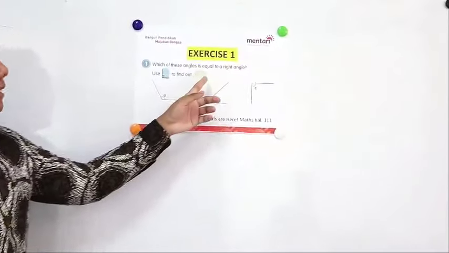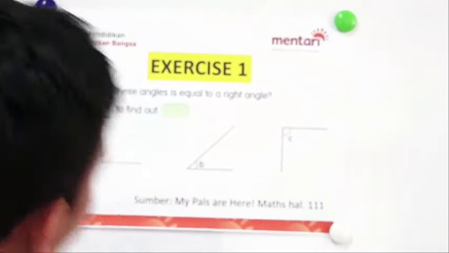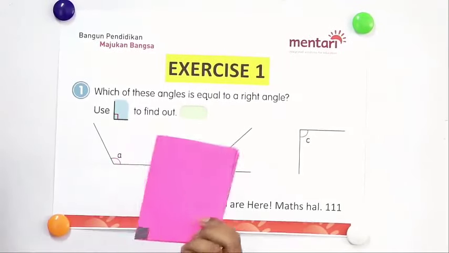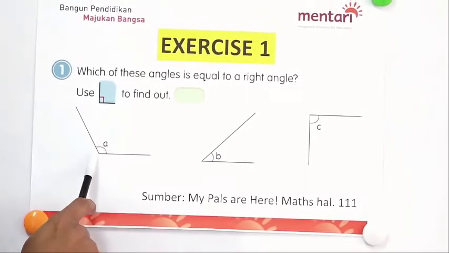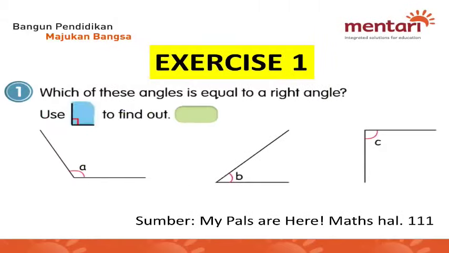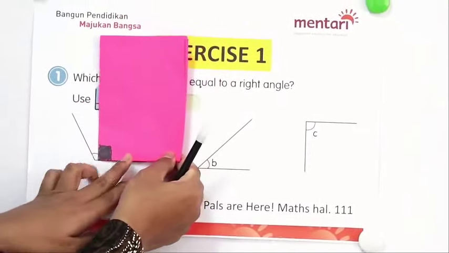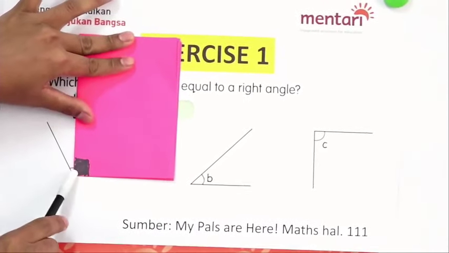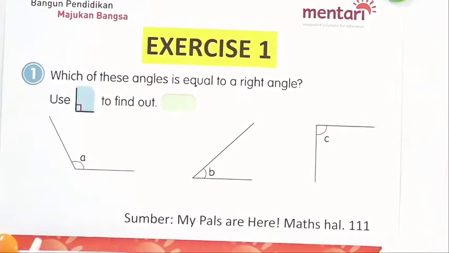So, let's do exercise 1, number 1. Which of these angles is equal to a right angle? And use the folded paper, yeah, to find out which one. Is it A, is it B, or is it C? So now let's compare one by one, starting with angle A first. What do you think? Is it smaller or greater? It is greater, yeah? So the answer is not this one.